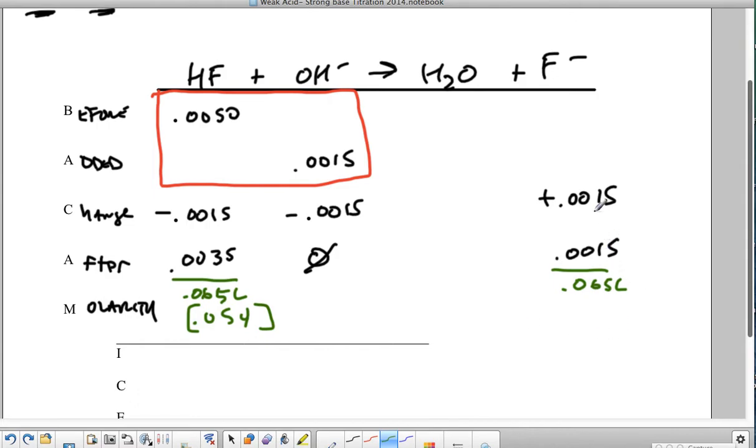Then when I come over here, I'm going to do the same thing. I'm going to go 0.0015 divided by 0.065, and I'm going to end up with 0.023. At that point, it's like a buffer solution. I have F minus, concentration of that. I have HF, concentration of that.